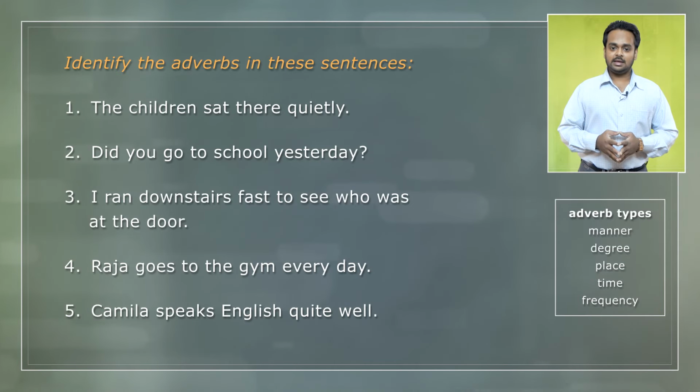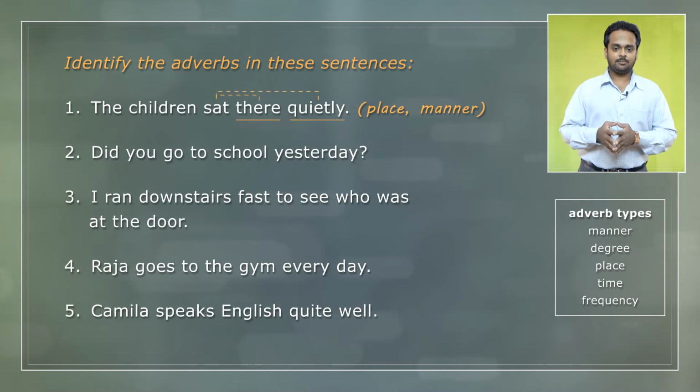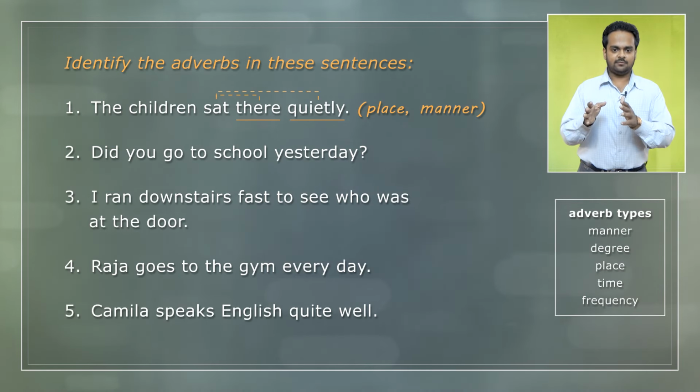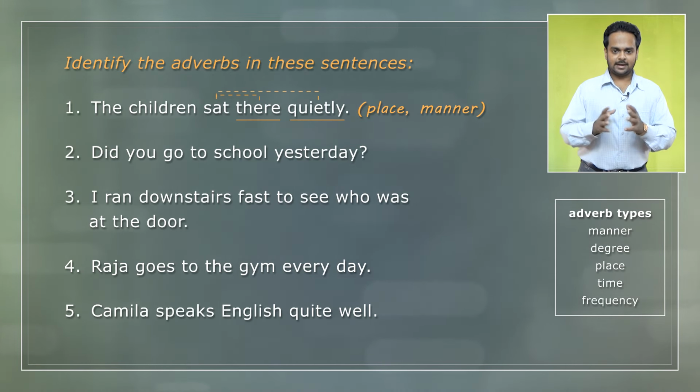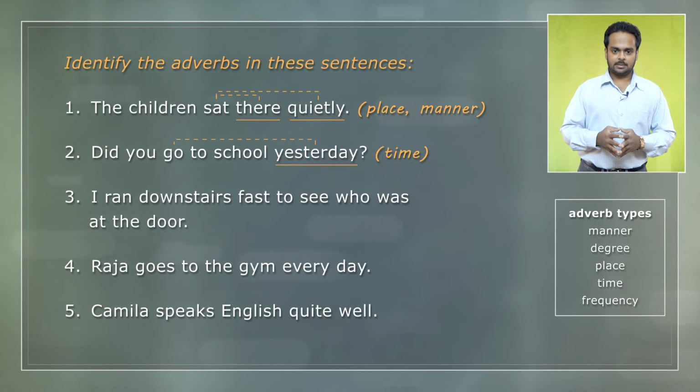Okay, how many adverbs did you identify? Let's see. In the first sentence, there are 2 adverbs. There is an adverb of place, and quietly is an adverb of manner. That is, it says how the action happened. Both of these adverbs modify the verb sat. In number 2, the adverb is yesterday. It's an adverb of time.